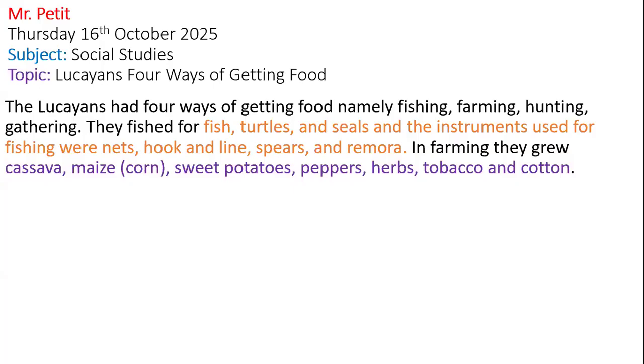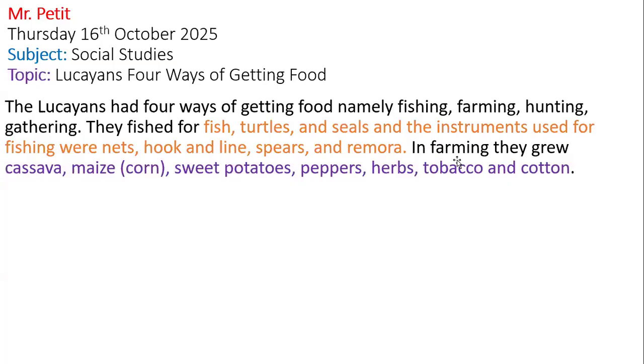The Lucayans had 4 ways of getting food, namely fishing, farming, hunting, gathering. They fished for fish, turtles, and seals, and the instruments used for fishing were nets, hook and line, spears, and remora. In farming, they grew cassava, maize, which is corn, sweet potatoes, peppers, herbs, tobacco, and cotton. Very good. All right, so that's on the farming front. So they did fishing, they did farming, very good reading, Canaan.